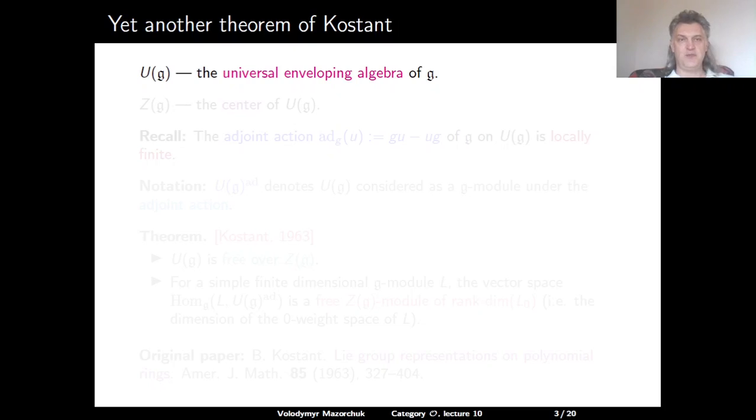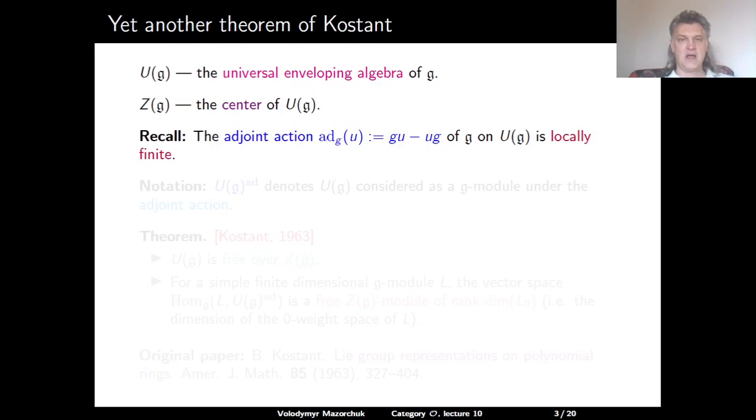So let U of G be the universal enveloping algebra of G, and Z of G be the center of this universal enveloping algebra. Recall the adjoint action of G on the universal enveloping algebra, which is defined in the following way. For g in G, the adjoint operator of g applied to u is equal to gu minus ug. This adjoint action of G on the universal enveloping algebra is locally finite.